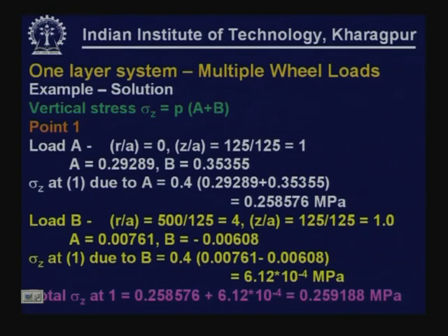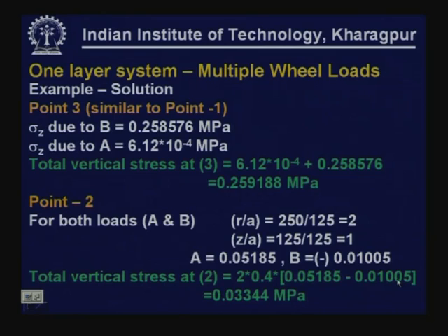If we are trying to find out total sigma z at 1, this is a summation of the stresses due to the two wheel loads, that becomes 0.259188. Incidentally, the stress due to the second load, because of its radial distance, is very insignificant. Similarly, we can calculate stresses for point 3 and point 2 in the same manner.